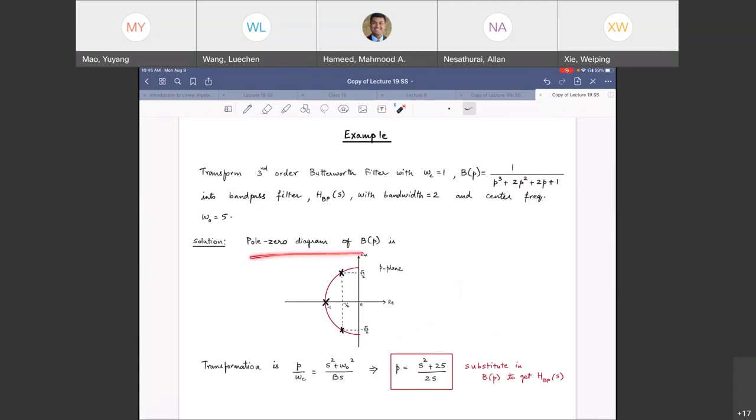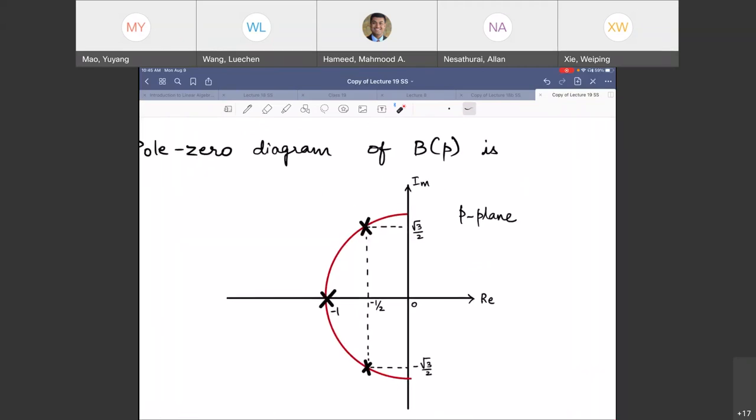So what is the pole zero diagram for B of P, corresponding to the low pass filter? Where are the poles? There are three of them in the left half, omega C away from the origin, 60 degrees apart. They're all 60 degrees away. This is at 120, 180, 240. It's in the complex plane, so you can write out what this is going to be. Negative 1. What is that going to be? Well, it's going to be negative half plus j square root 3 over 2. And then over here, negative half minus j square root 3 over 2. They're all on the S plane, or P plane in this case.